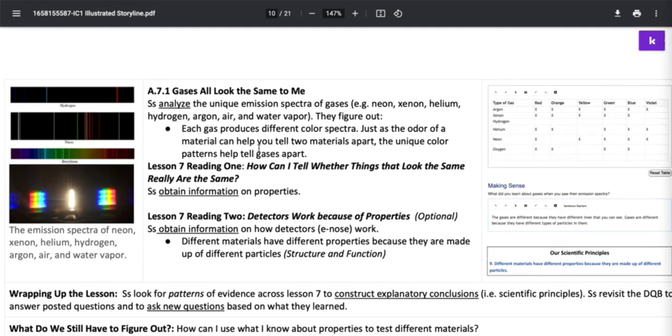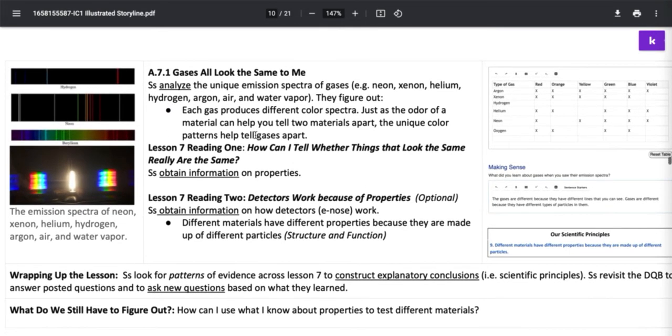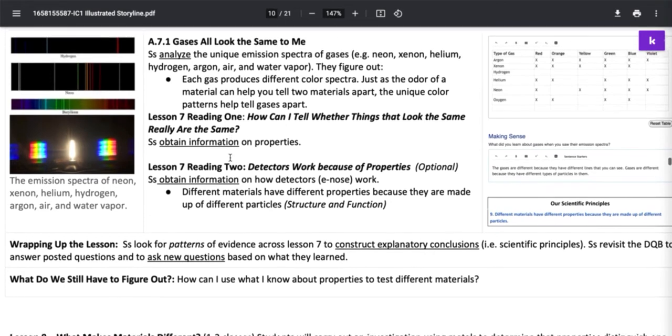All right, in 7, I did not do the emission spectra of gases. It didn't seem to fit. It works better with the light unit. So if you did anything with emission spectrum from the light unit, you could come back and talk about this. But it's kind of a stretch for smell. Doesn't really have anything to do with it. So I didn't do that.